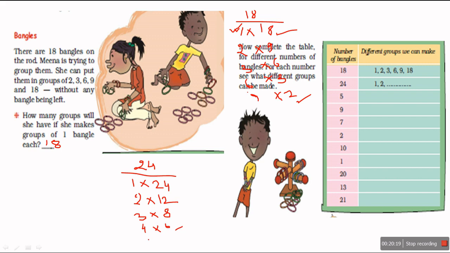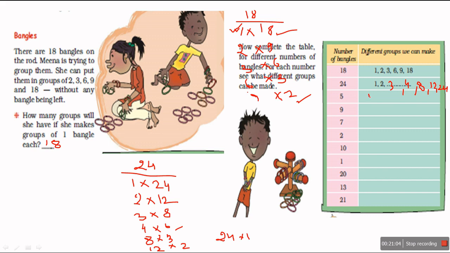7 is not a factor of 24. 8 into 3. If I make groups of 8 bangles, there will be 3 groups. If I make groups of 12 bangles, there will be two groups. If I make a group of 24 bangles, there will be one group. So these are the possible ways of grouping: 1, 2, 3, 4, 8, 12 and 24.